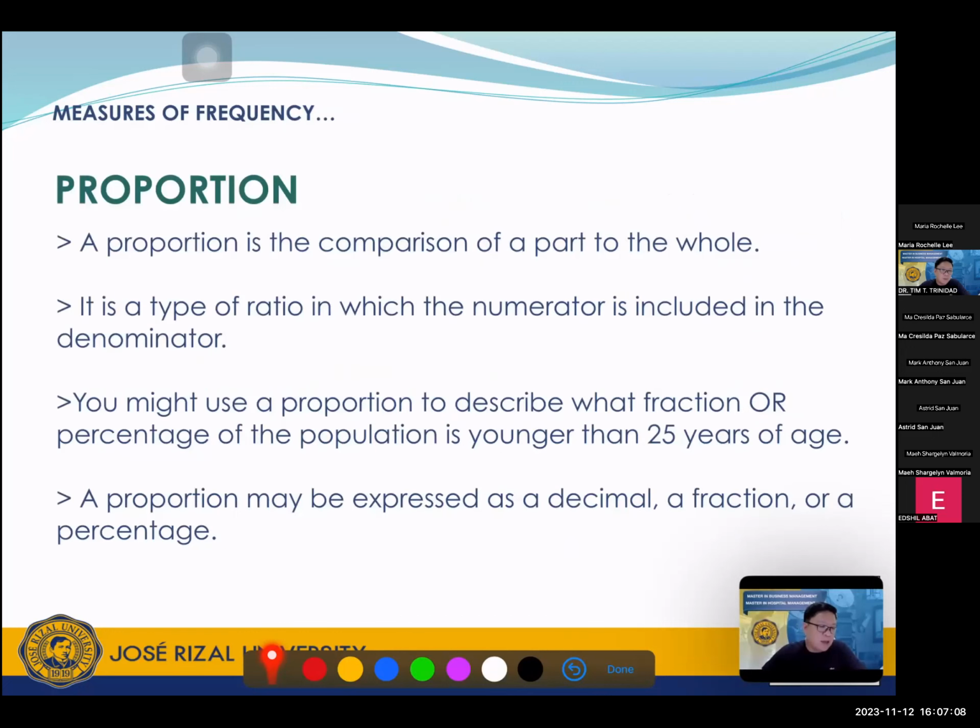Okay. Proportion. Proportion is the comparison naman of a part to the whole. So dapat, you are comparing a single or a homogeneous sample, no? Hindi pwedeng magkaiba. So, male among males or oranges among oranges. You cannot compare apple to oranges. Okay, when you want to compare apple to oranges, you use ratio.